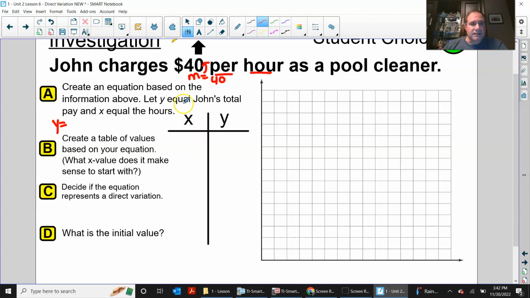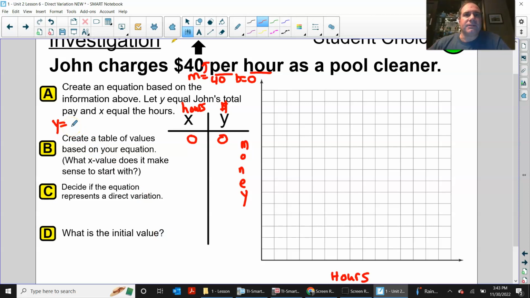So we're going to start this out by putting that these are hours. Remember, x is always time, and y is money. Those are dollars. So we could put hours here and money here. So let's create this equation. We have a b of 0 because he gets paid nothing. So 0 hours, $0.